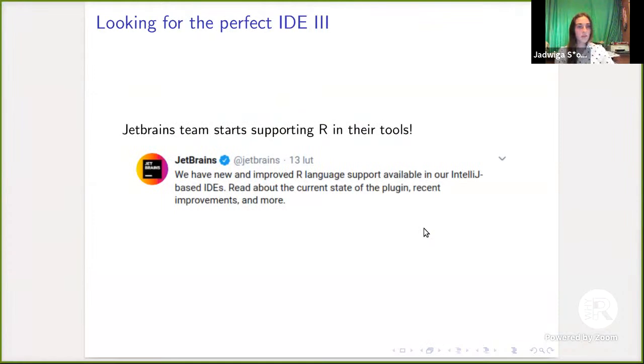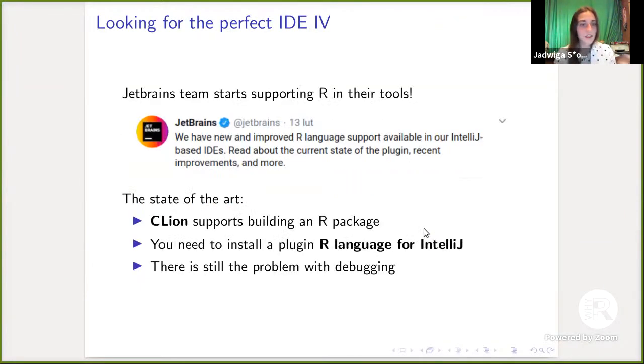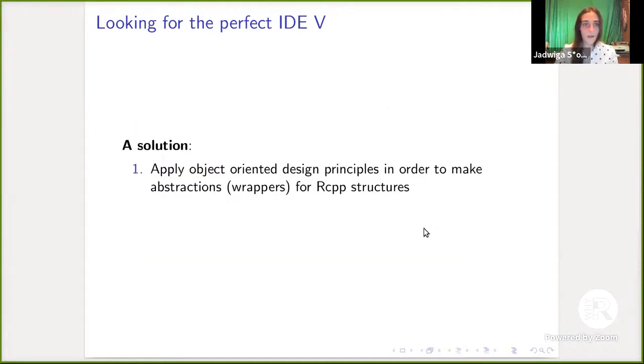So the JetBrains team started supporting R in their tools. The current state of the art is that CLion supports building an R package. We just need to install an additional plugin for IntelliJ, but there is still a problem with debugging. We can just build our package and test it.